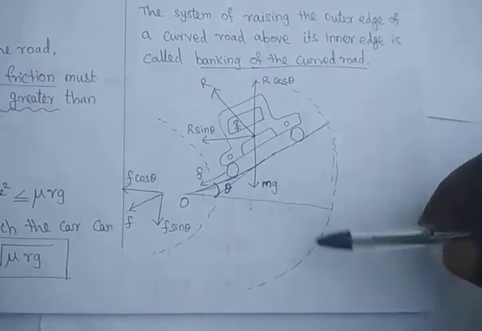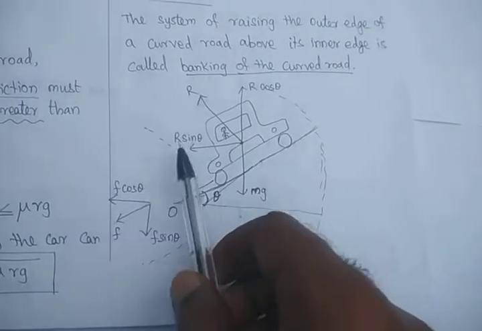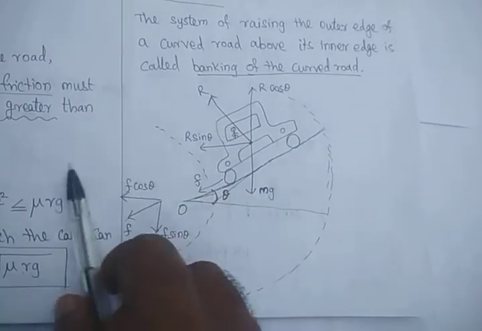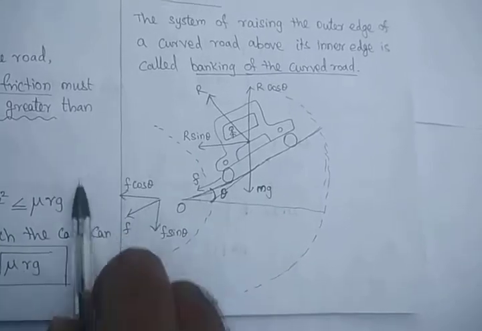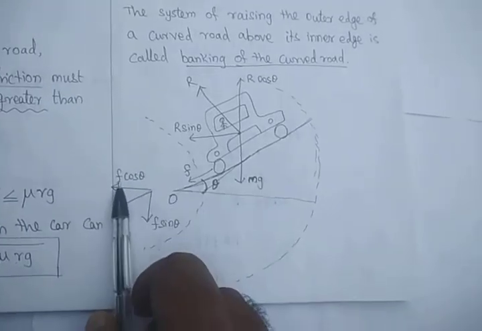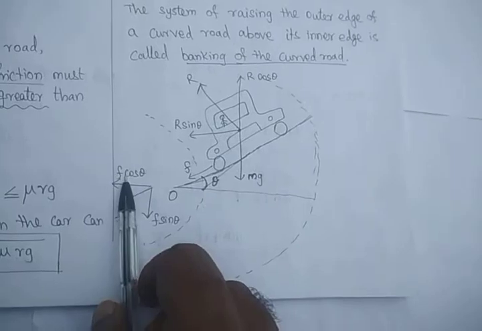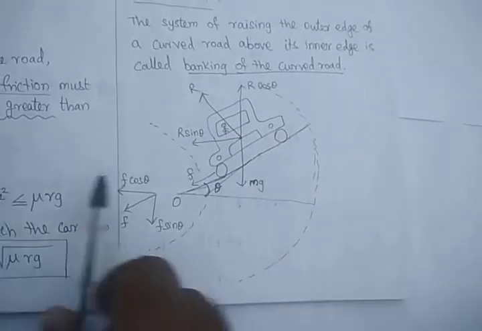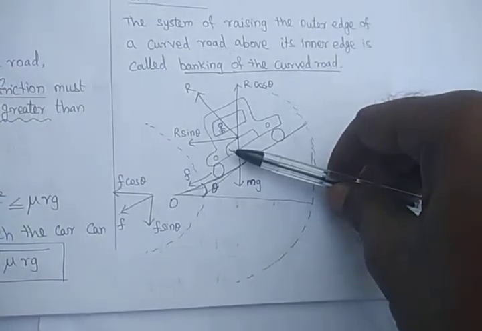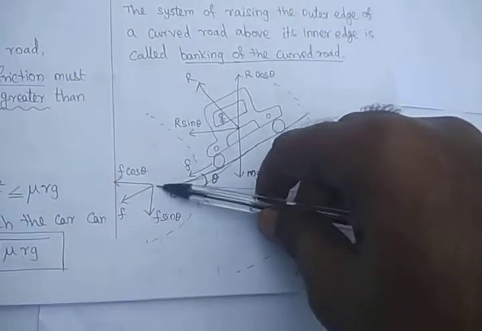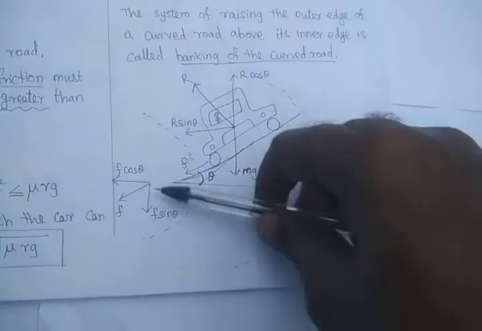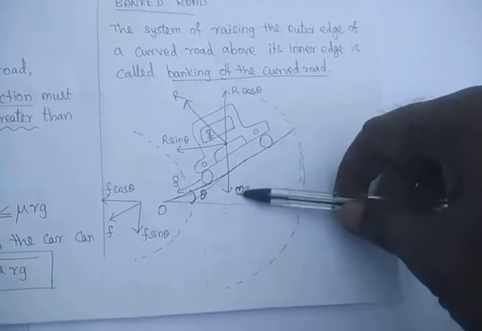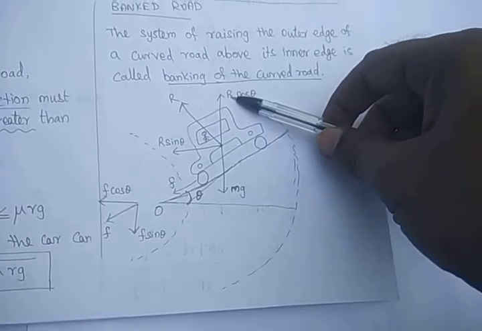Hence it is clearly F cos theta and R sin theta equal to the centripetal force, because the forces moving towards the center of the curved road are R sin theta and F cos theta. So R sin theta plus F cos theta is equal to mv squared by r. This is the horizontal component addition. Then what about the vertical component? In the vertical direction, F sin theta and mg are acting in the same direction, which is equal to R cos theta. So mg plus F sin theta is equal to R cos theta.